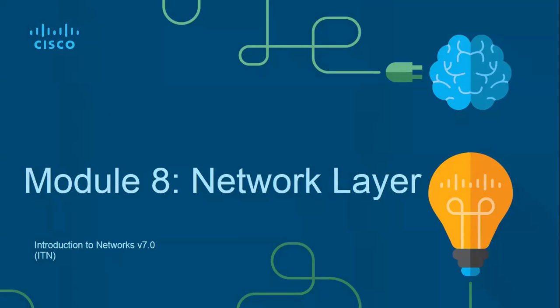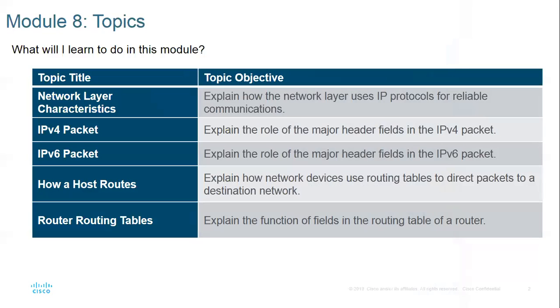Hello, this module will be covering network layer functionality and features. The topics covered by this module are the characteristics of the network layer, the shape and the role of IPv4 packets and IP version 6 packets. We will be explaining how network devices are using a routing table to forward packets to a destination network and the functionality of a routing table in a router.